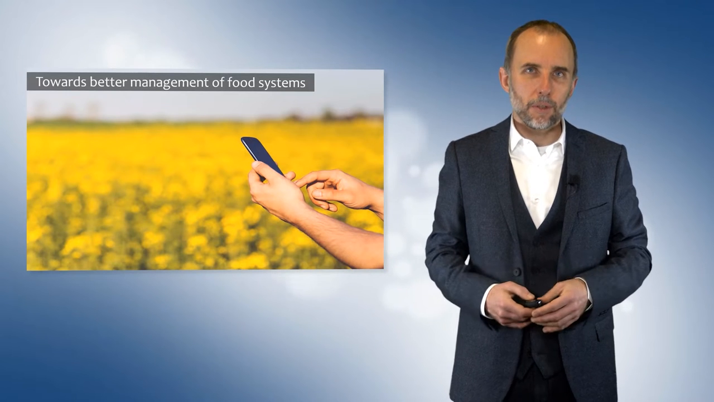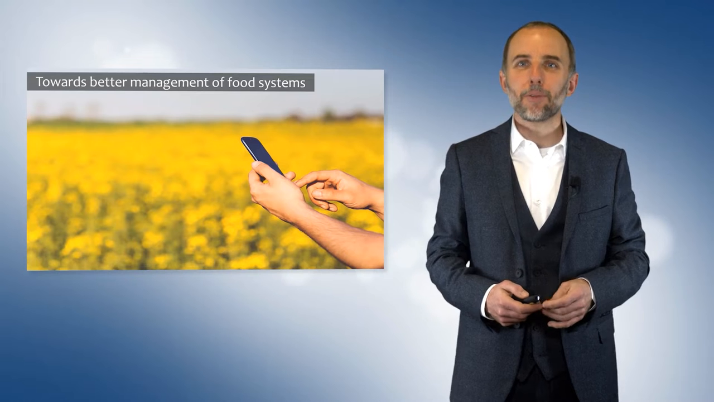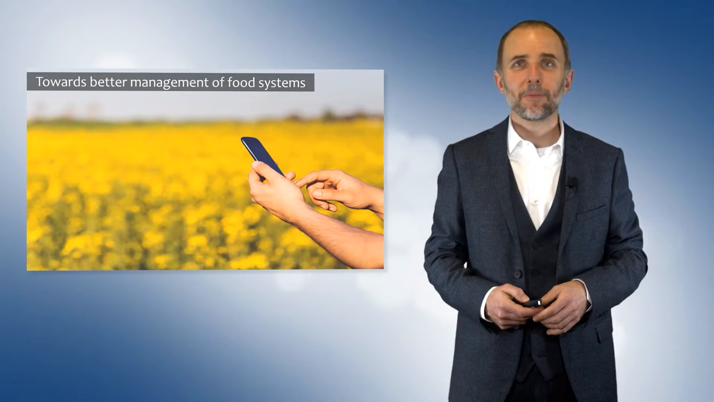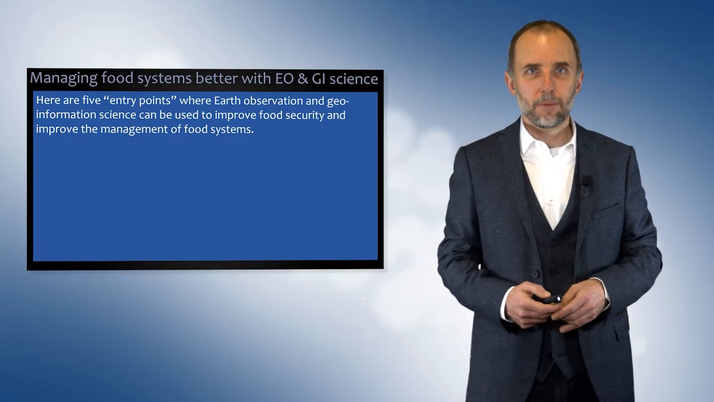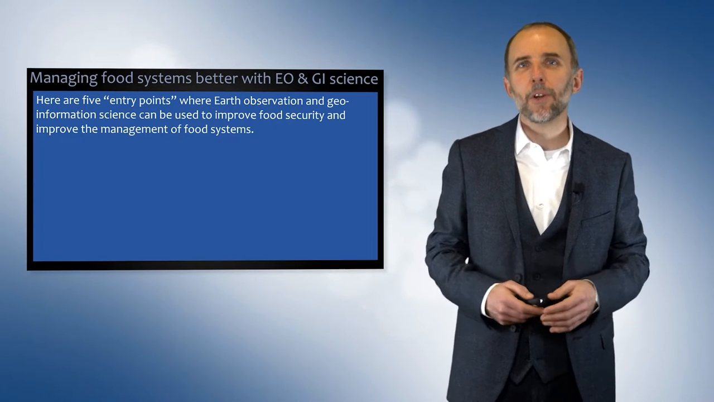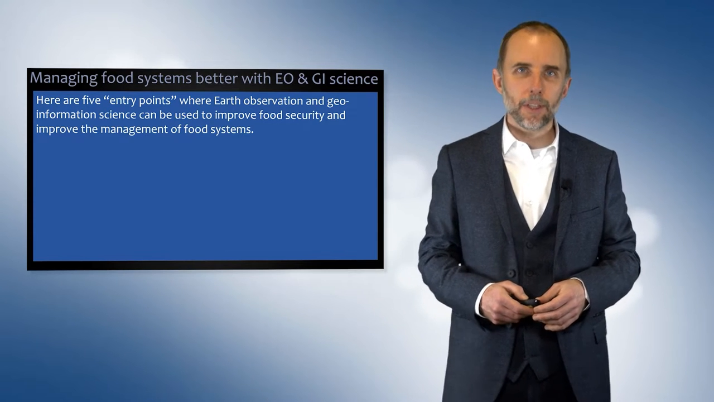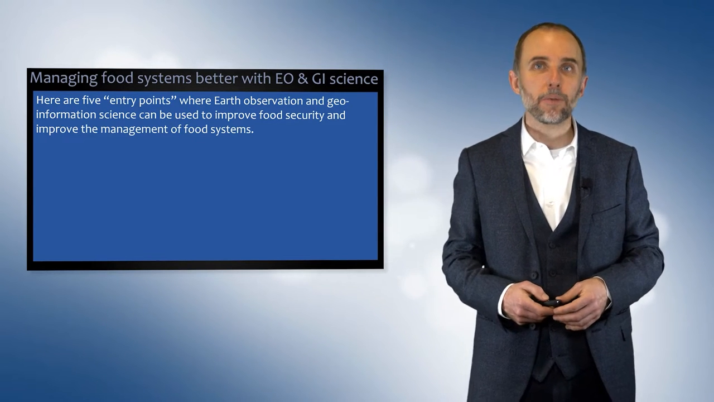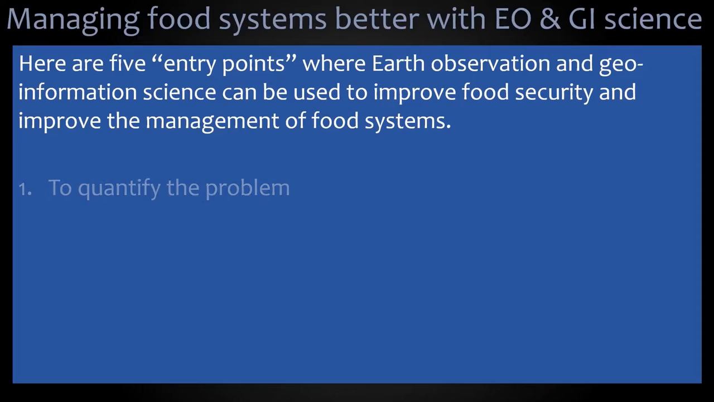The use of these tools is all about the better management of our food systems. This is the big role of information technology. How can we better manage our food systems? So here are five potential entry points where I think Earth observation and geoinformation science can be used to improve food security and to improve the management of our food systems.